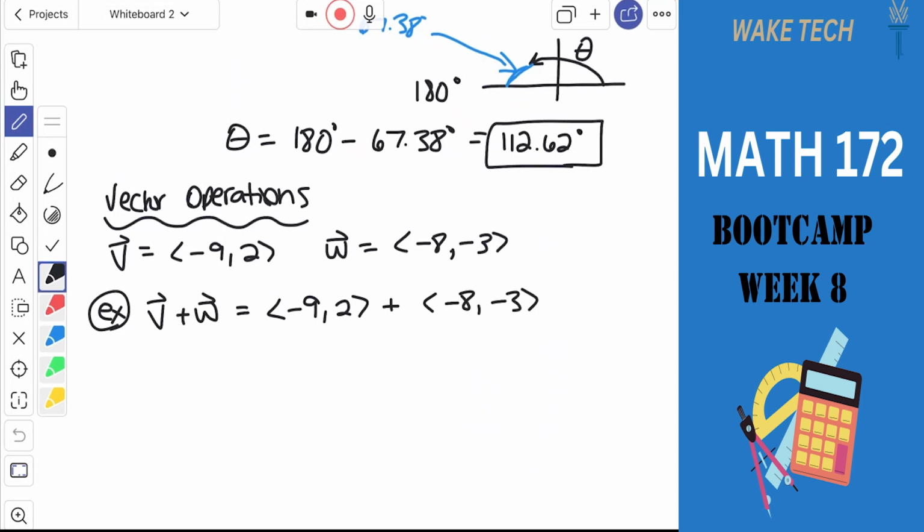How we do that is sort of by combining like terms. That's an inappropriate use of that description on my part. The point I'm trying to convey is that we're going to add like components. That's a better way for me to phrase that. X plus X gives us -17. Y plus Y gives us -1. So to add vector V to vector W, add the X's together, add the Y's together.